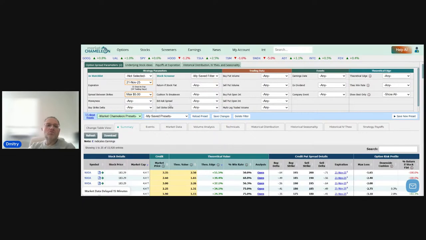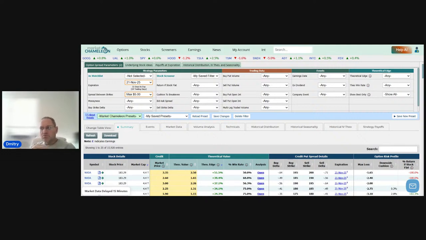By default, we have the expiration selected to the next monthly. So you could see here, if you click on it, you could change it. We're going to stay on that November 21st expiration for our example. And also we have spreads with strikes maximum of $5 apart.